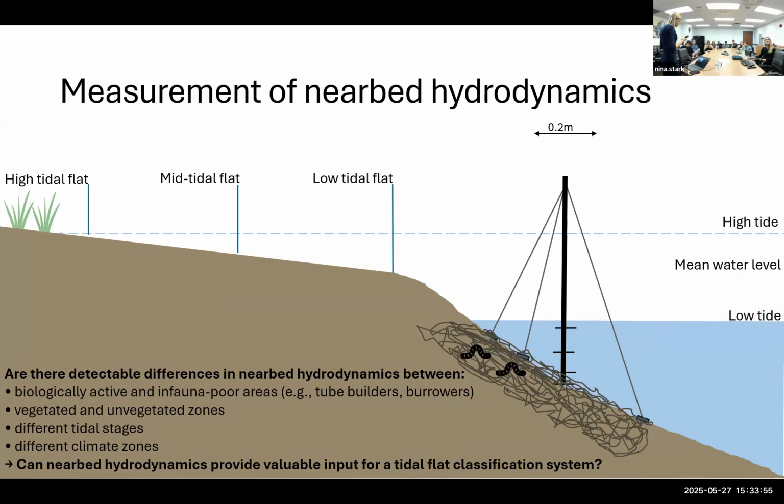And of course, we can apply those DCP questions as well to the hydrodynamics. So what is the influence when we measure high biological active areas? Do the worms maybe create other bed roughness? So how does that impact the hydrodynamics? Then when we have vegetated or unvegetated zones or different tidal stages, different climate zones.